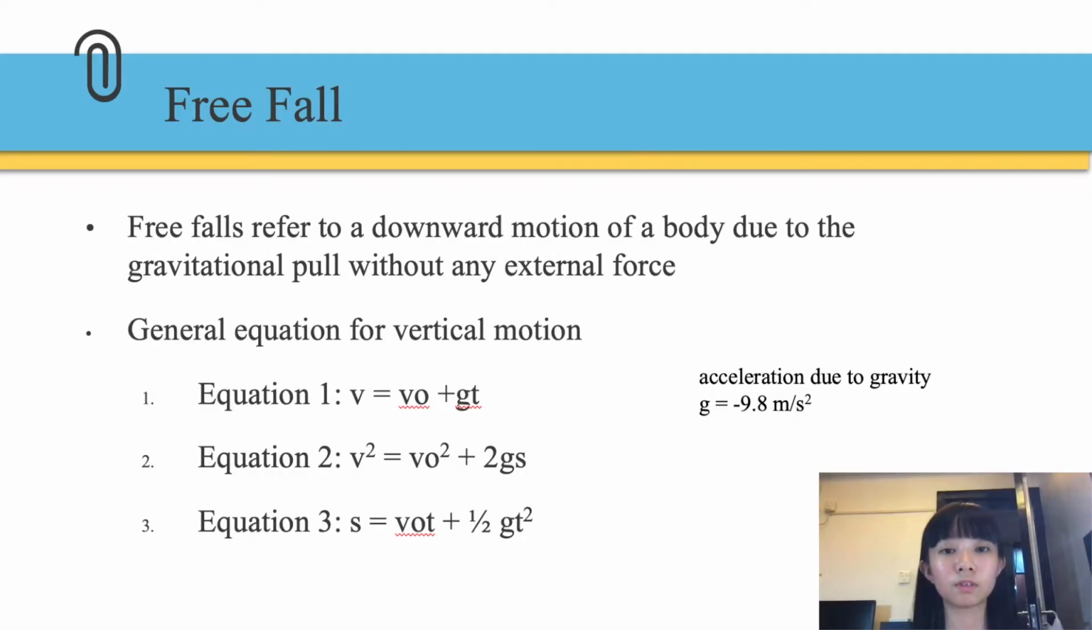Free fall, or free falling bodies, refers to a downward motion of a body due to the gravitational pull without any external forces. There are three general equations for the vertical motion.